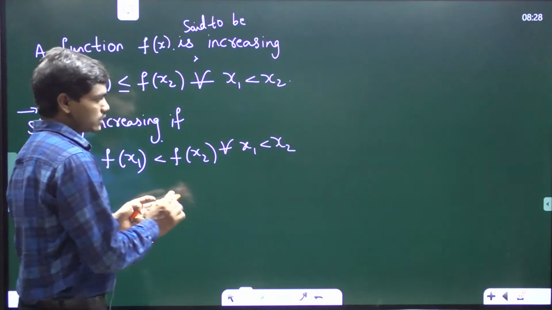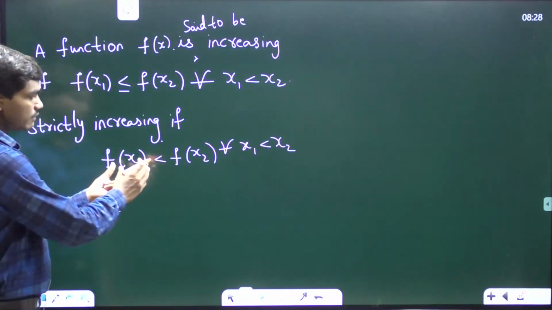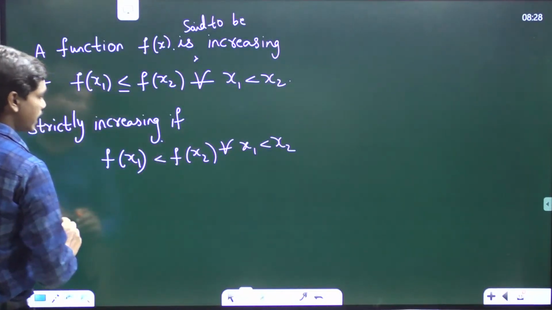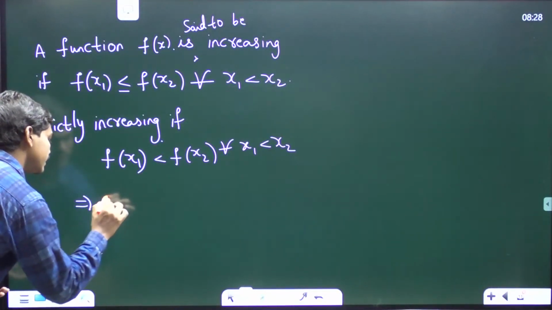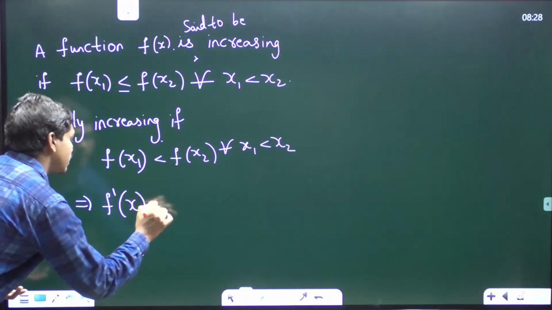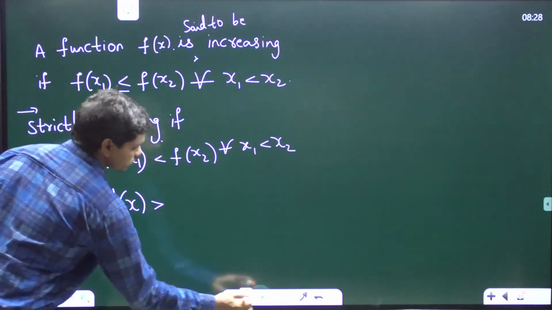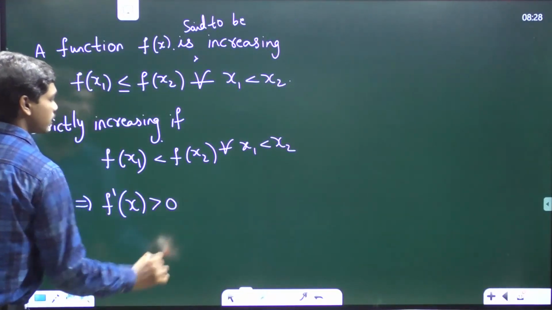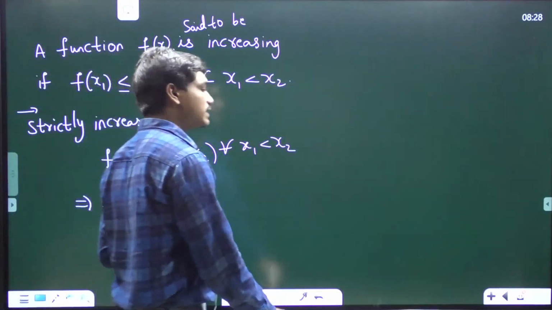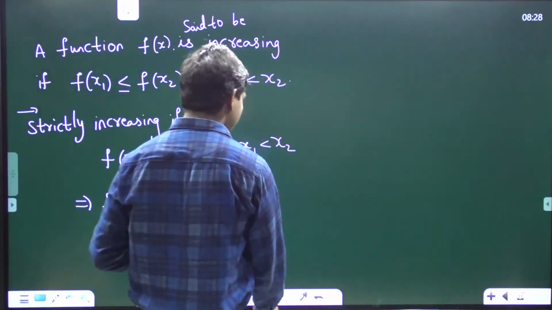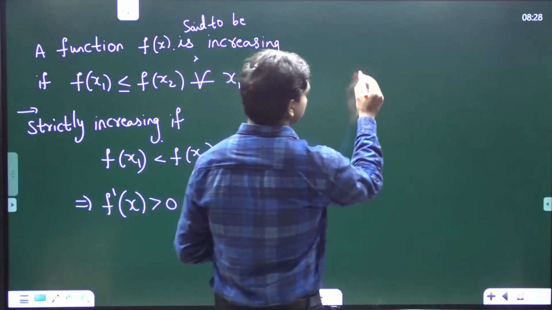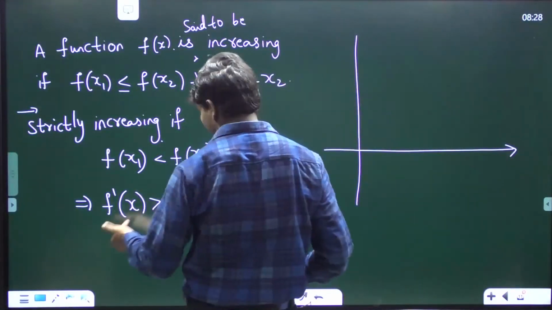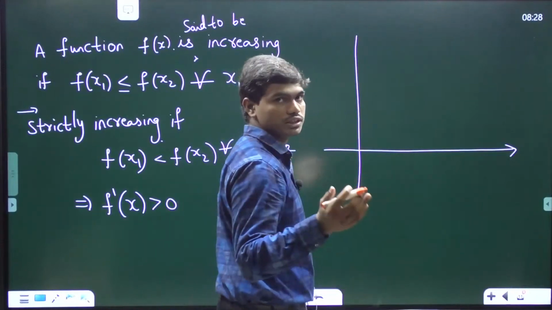Now, one thing I have written: f of x1 is less than f of x2 for all x1 less than x2. Which means, can I write, this implies f dash of x is greater than 0. Sorry, it is greater than 0 actually. Let me show you why f dash of x is greater than 0 for the function to be increasing. Let me first set up this axis.